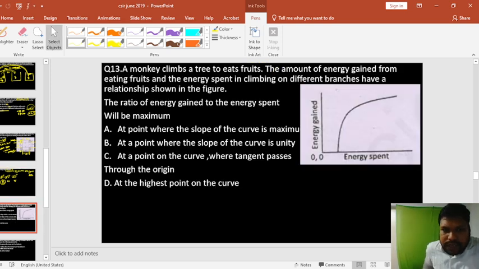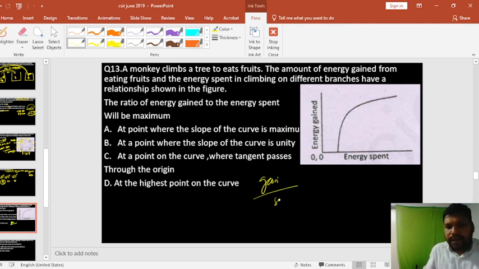Next, you see that here a monkey climbs a tree to eat the fruit, and the amount of energy gained from eating the fruit and the energy spent in climbing on a different branch have the relationship shown in the figure. And it is given that the ratio of energy gained to the energy spent will be maximum. Energy gained divided by energy spent, I need to find out the maximum.